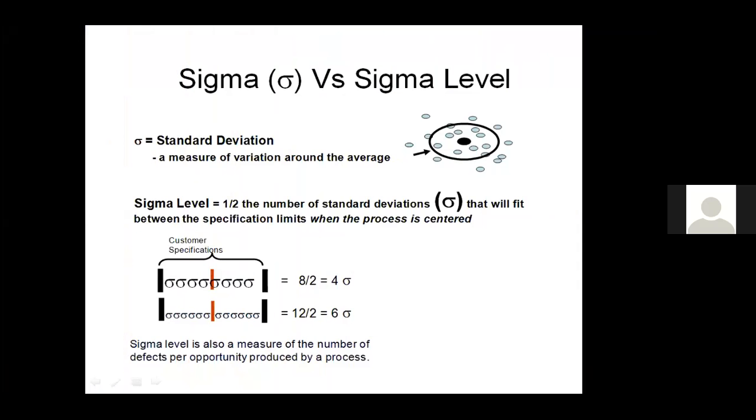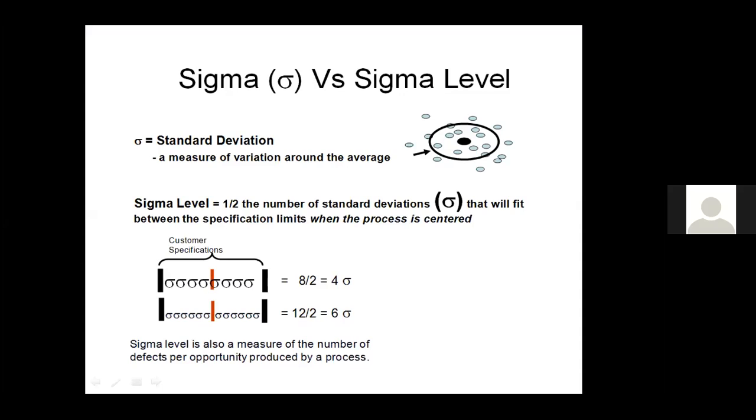Sigma is standard deviation. It's a measure of variation around the average. The black spot shows the average. Around this, the sample averages are spread. This is sigma.